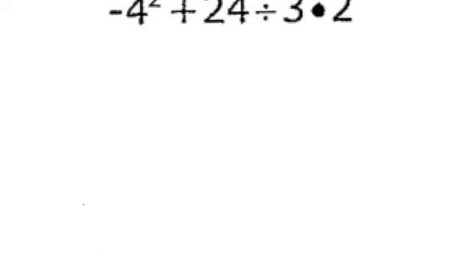Okay, so we have minus 4 squared plus 24 divided by 3 times 2. Okay, so anytime we got to look for exponents first, or parentheses first. We don't have any. Then we have exponents, so you have to be kind of careful right here. You could either do subtraction first, or you could do your exponents. We always want to do exponents before subtraction. Okay, so 4 squared gives us 4 times 4, which is 16. So you now have minus 16 plus 24 divided by 3 times 2.